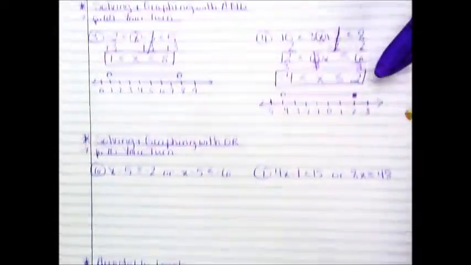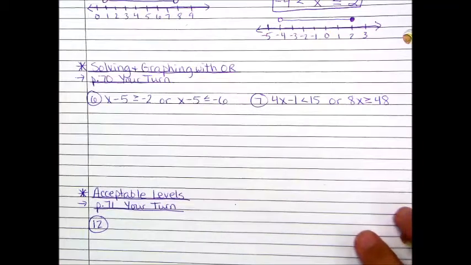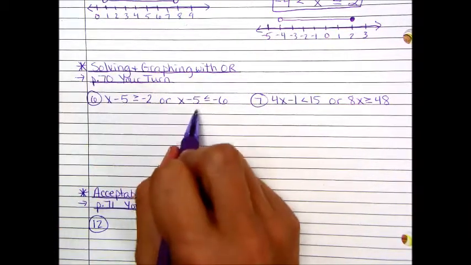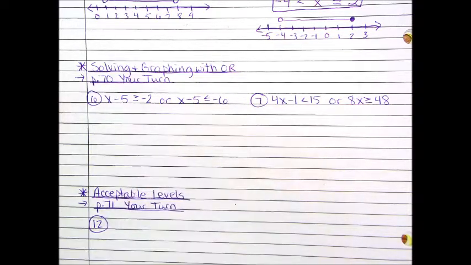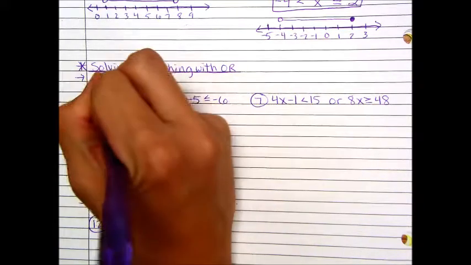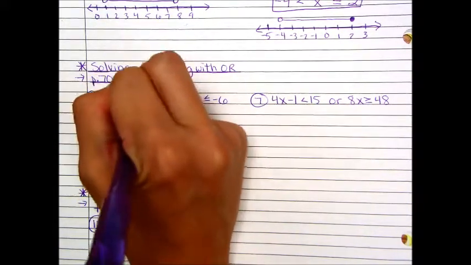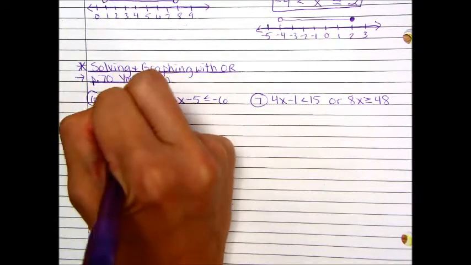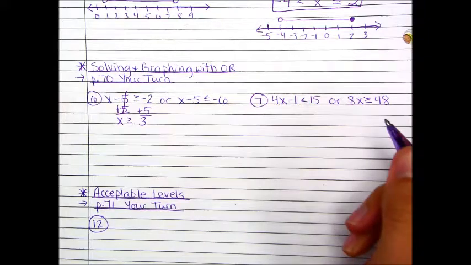So we're going to try a few with or. The or ones, you're just going to work each piece of this completely separate and write the word or in between your answers at the end. So this is a fairly simple one to solve. If I was going to solve for x, I would just add 5 on both sides of this inequality and get x is greater than or equal to 3.